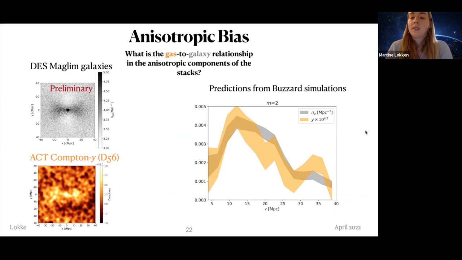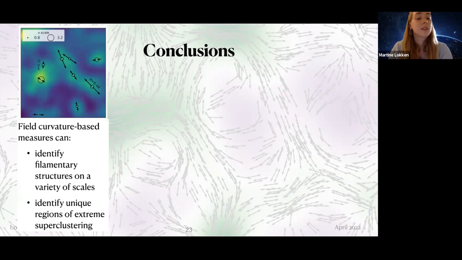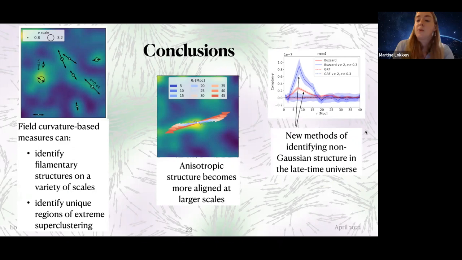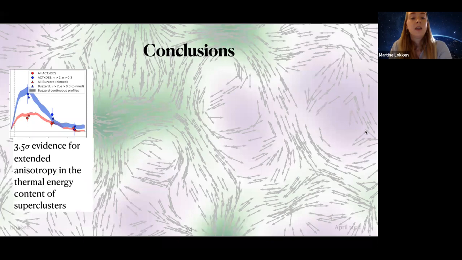So in conclusion, I discussed how these field curvature-based measures can be used to identify filamentary structure across a wide range of scale, and also to identify unique regions of extreme superclustering. I showed how anisotropic structure becomes more aligned at larger scales, and discussed some new methods of identifying non-Gaussian structure in the late time universe. I also showed how we use this on real data to get a 3.5 sigma detection of extended anisotropy in the thermal energy content of superclusters, including a boost to that signal from doing the thresholding that we've defined using the galaxy data.